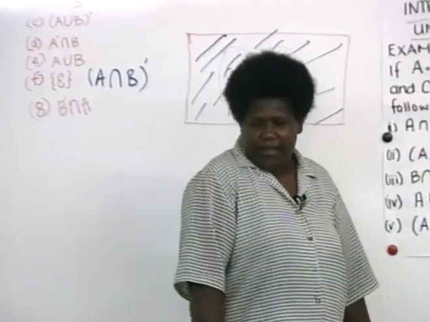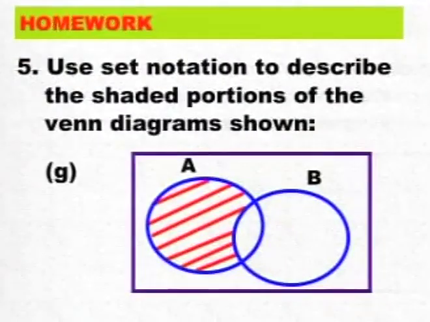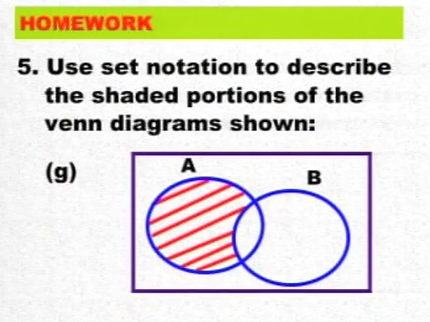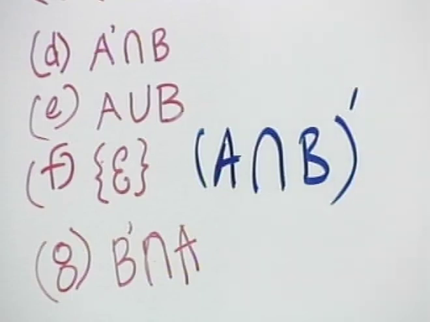All right, letter G, the complement of B intersection A. The complement of B intersection A, yes.